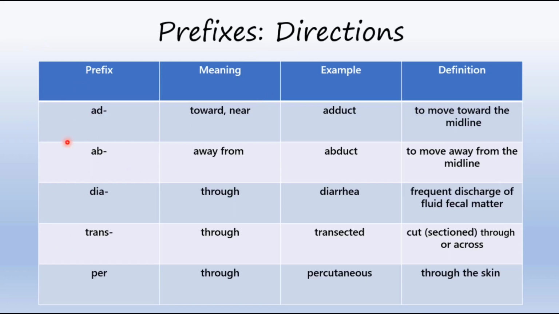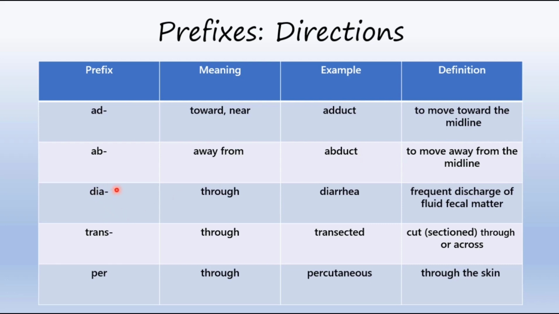Now look at these prefixes again. Ad, which I told you earlier, means toward or near. For example, adduct, to move toward the midline. Or ab, which means away from. Abduct, to move away from the midline.